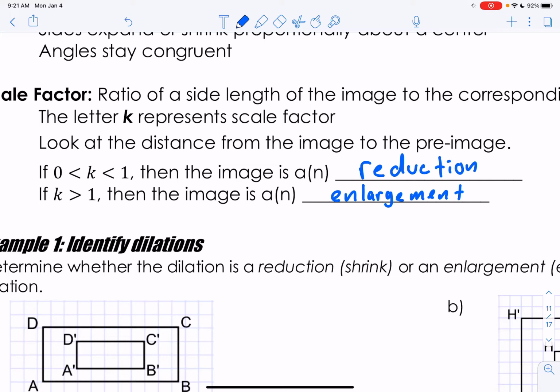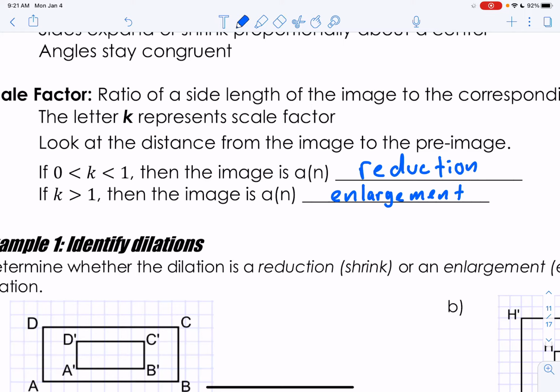So two things are going to happen. First thing, you're going to have a scale factor between 0 and 1. So some sort of fraction, 1/2, 1/5, 2/3, something like that. Now, it won't equal 0, like I already mentioned, and it won't equal 1. If we have a scale factor of 1, that means it hasn't changed at all. It's going to be exactly the same. So less than 1, but greater than 0. If we have a scale factor between 0 and 1, this is going to be an example of a reduction, meaning that my image is going to be smaller than my pre-image.